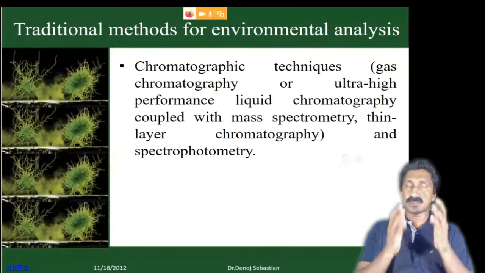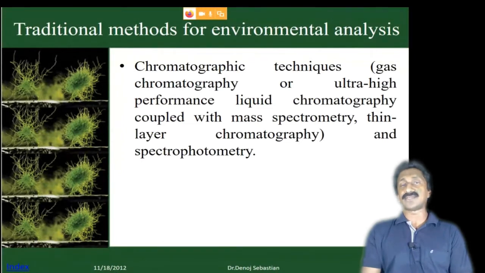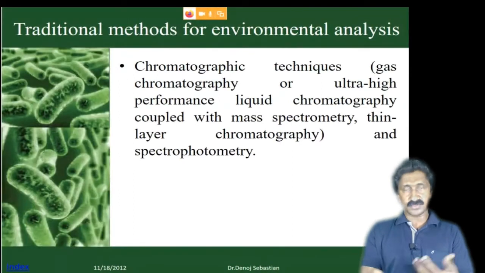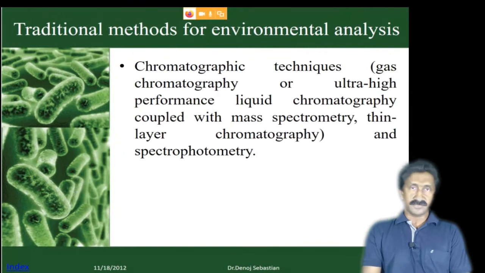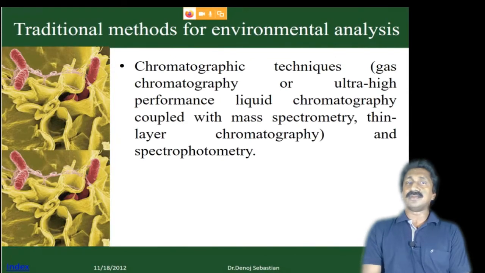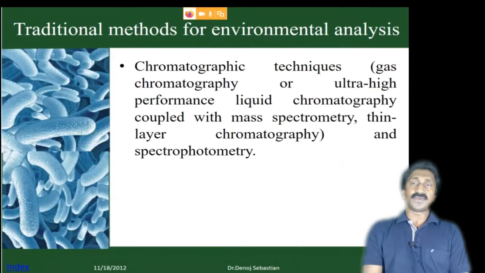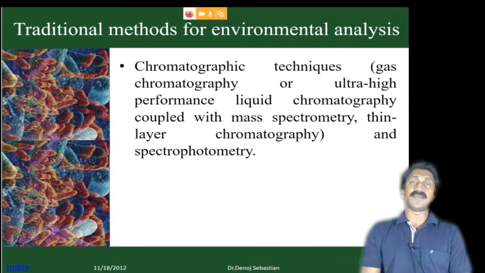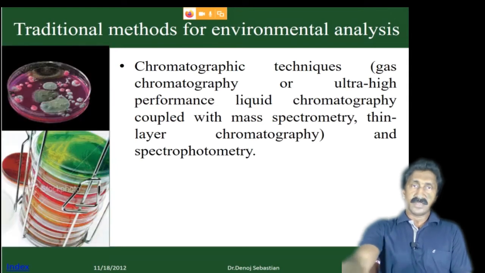And based on the masses of the different fractions, a unique pattern or fingerprint of the concerned pollutant is generated, based on which the identification of the chemical compound is done. This is the technique of liquid chromatography coupled with MS. And there is thin layer chromatography also, and other different forms of photometry are also employed for detecting these environmental pollutants, and these are the traditional methods for environmental analysis.